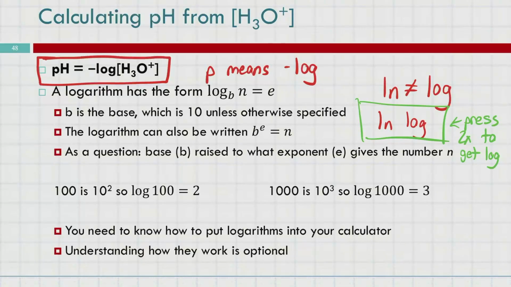The reason that we use logarithms is because it's an easy way to express really large numbers in a compact form, and we use them to get to space. So as a question, base raised to what exponent gives the number n? Looking at 2 examples, we've got 100. 100 is the same as 10 to the second power. So if you put in log of 100 to your calculator, you'll get 2. It's just giving you this exponent out.